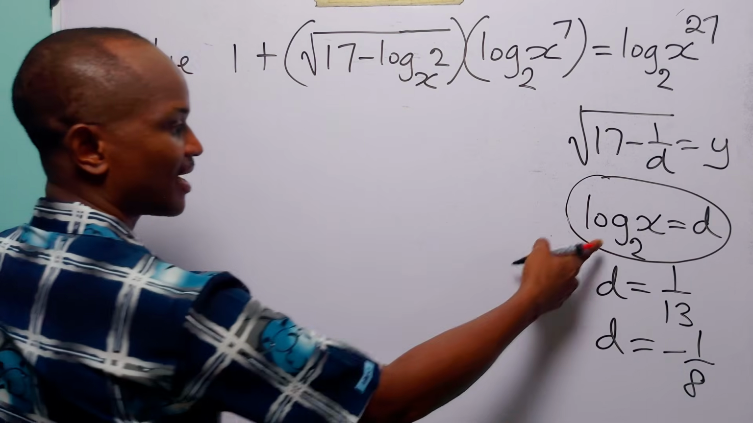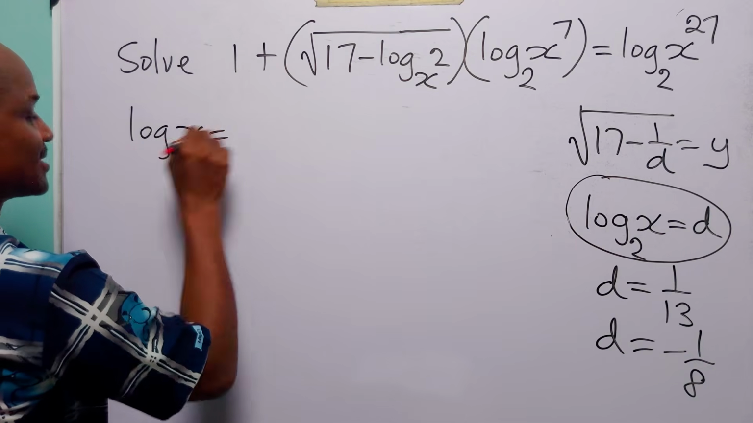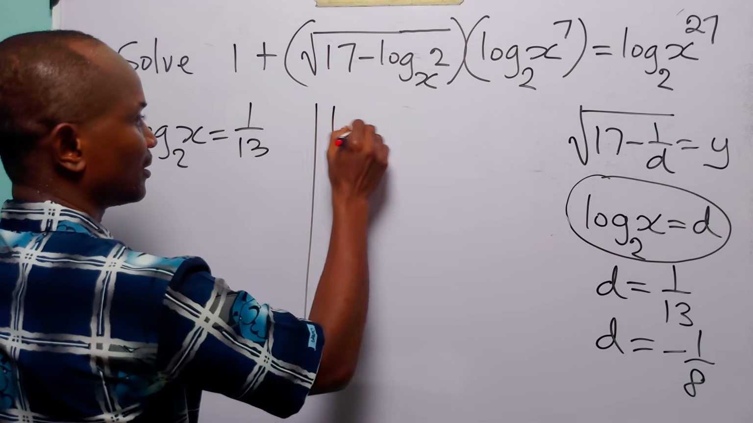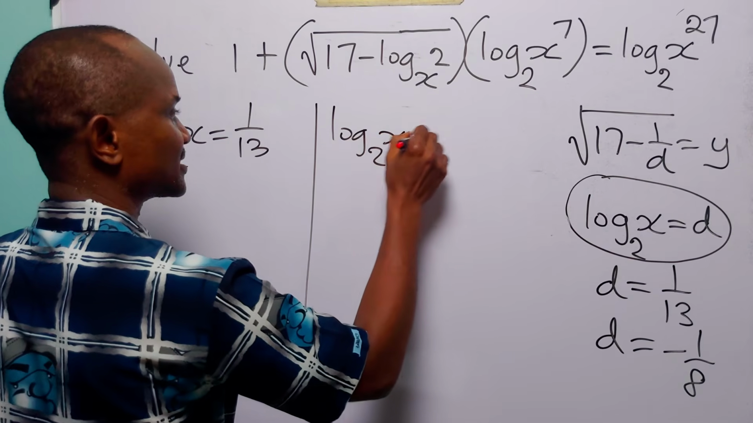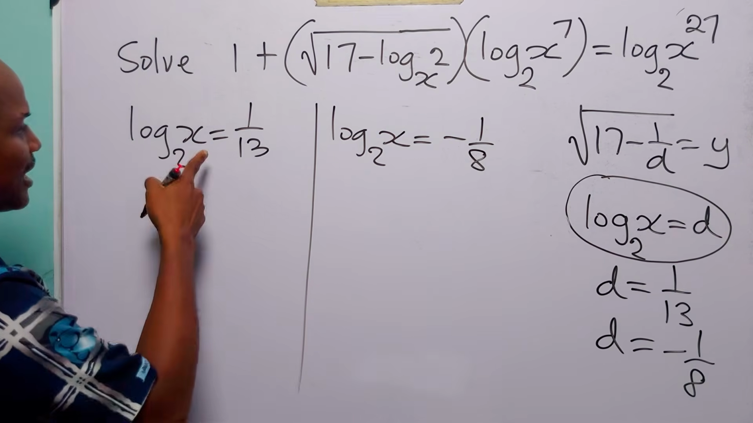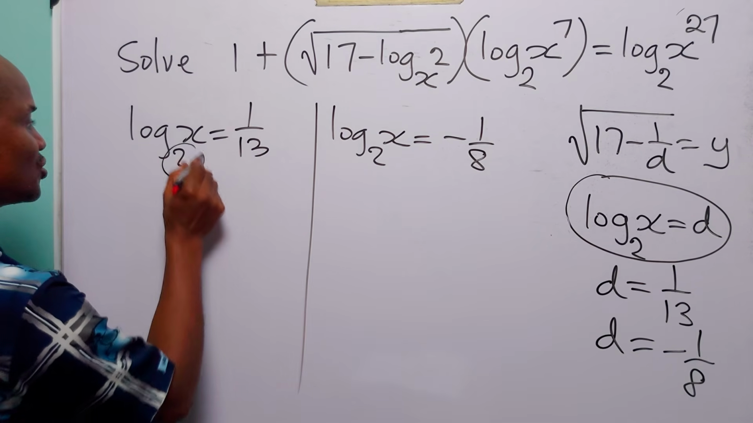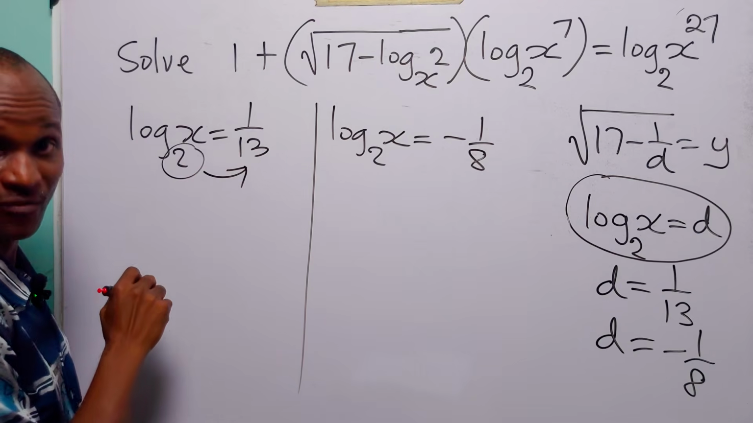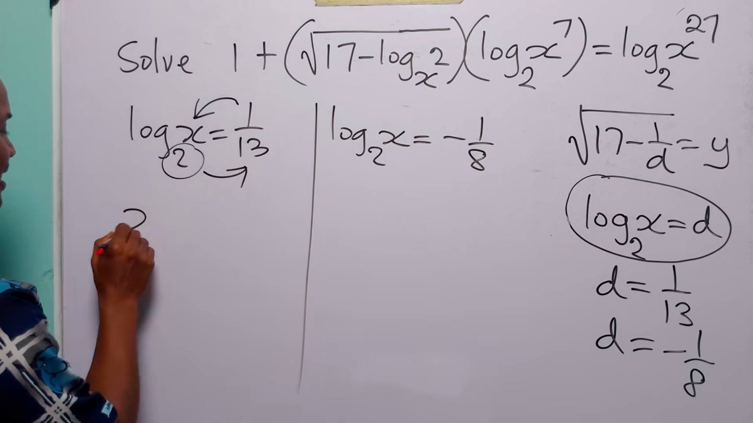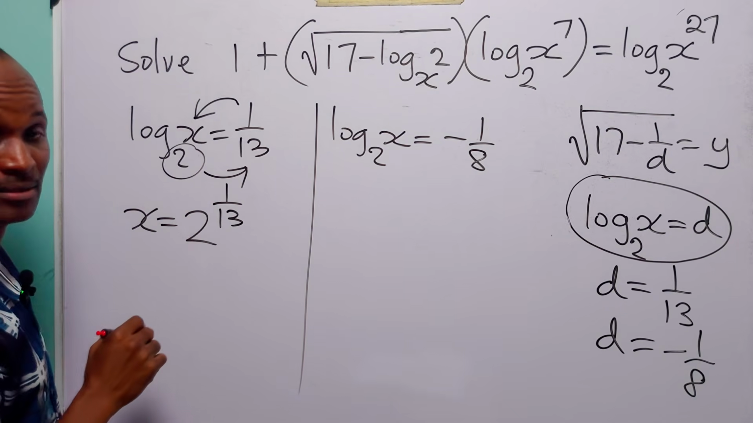And ultimately, we have that log base 2 of x is equal to 1 over 13, or log base 2 of x is equal to minus 1 over 8. Now, remember that when we have a statement like this, it simply means that 2 to the power 1 over 13 is equal to x. So from here, we have that x is equal to 2 to the power 1 over 13.